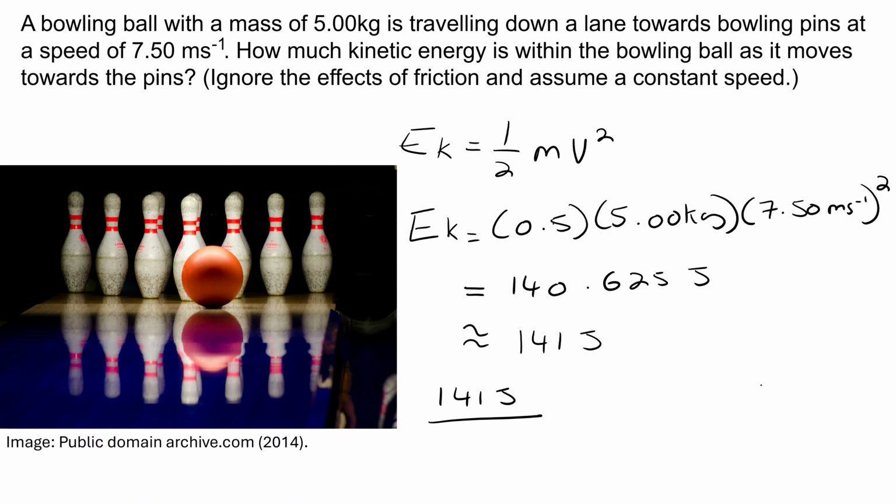Now, if we want to express our answer in kilojoules, we take our answer in joules, 141 joules, and we divide by 1000. And we get an answer to 3 significant figures of 0.141 kilojoules. So the amount of kinetic energy within this bowling ball as it's traveling towards the bowling pins in joules is 141 joules, and in kilojoules it's 0.141 kilojoules.